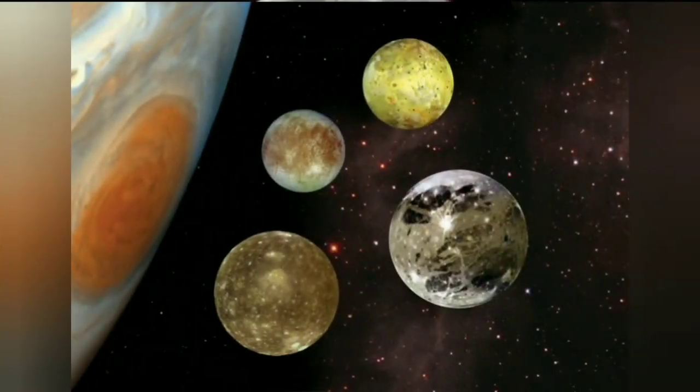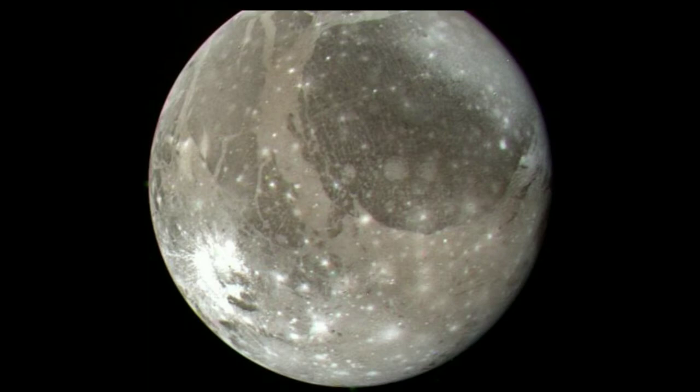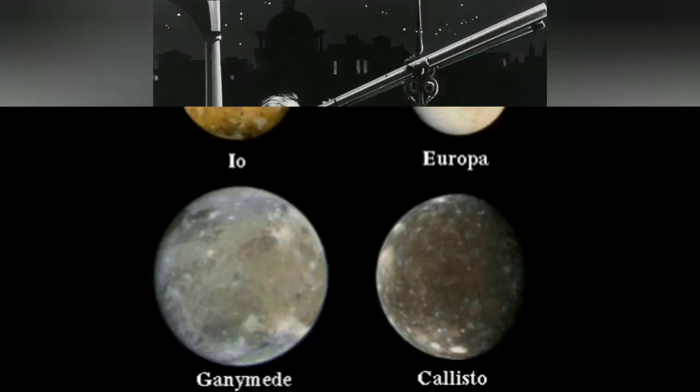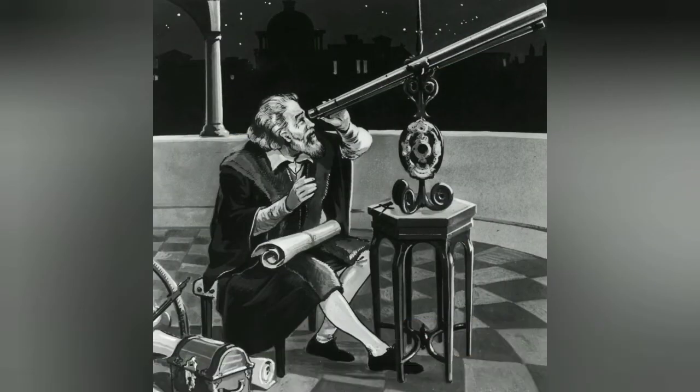Jupiter has at least 63 moons. Ganymede is the largest, and the 4 biggest are called Galilean satellites because Galileo was the first who discovered them.